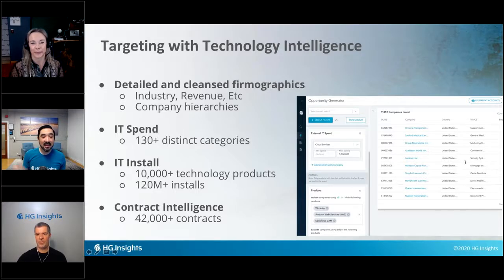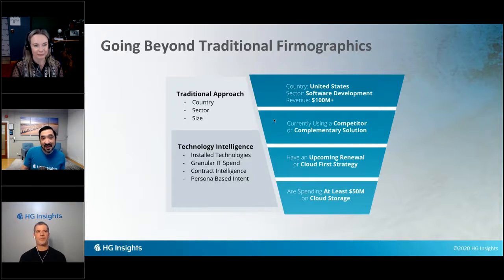Yeah, exactly. And then here's just another example. If you go to the next slide, this is actually a real life customer example, though we've stripped the customer name out. They were able to go from saying, hey, I want to target software development companies in the United States with over 100 million revenue, and we were able to get them from that all the way to companies that are using a competitor with a complementary solution, that have an upcoming renewal or a cloud first strategy, and are spending at least $50 million on cloud storage. Wow. So we're able to get really, really granular into, hey, here are the actual people you want to talk to.